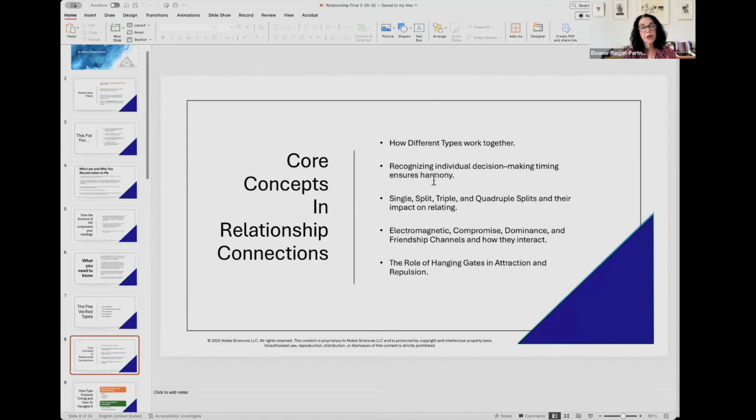They need to focus on how a couple comes together with the different channels and how they shift the designs or don't shift the designs. There's electromagnetic, compromise, dominance, and friendship channels, and we'll be talking about how they interact. And there's also hanging gates in the attraction and repulsion of how people relate to each other.